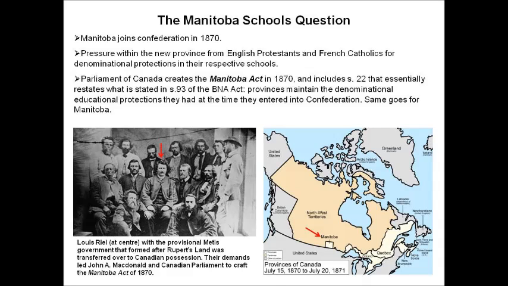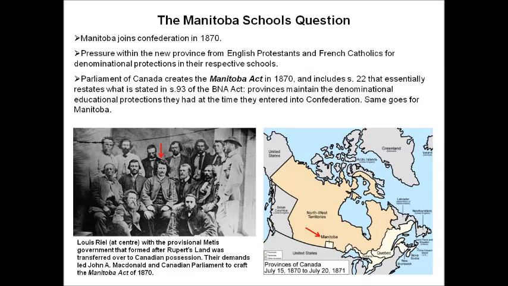There are pressures within this new province from English Protestants and French Catholics for denominational protections for their respective schools, right? At the time they had Protestant English schools and they had French Catholic schools. They wanted protections just like they did in Ontario and Quebec back in 1867. Now Parliament creates this Manitoba Act. So Parliament of Canada, Manitoba Act, what that does is it goes to the Northwest Territories and takes a little chunk out of the Northwest Territories and calls it Manitoba.